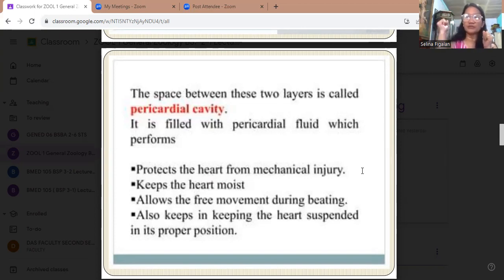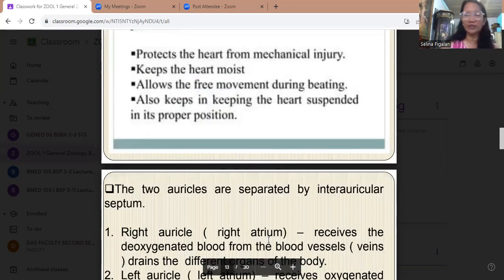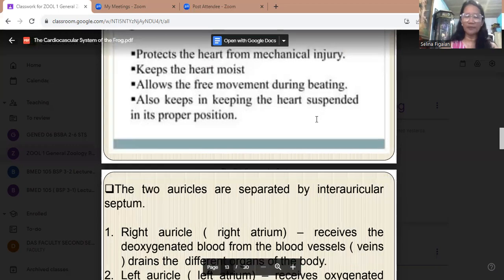This is a muscle which is used for contraction and relaxation. And during beating, this pericardial fluid or the fluids ay nagiging smooth ang kanyang beating. Also keeps the heart suspended in the proper position. And that is how important is the pericardial fluid which is present along the pericardial cavity.